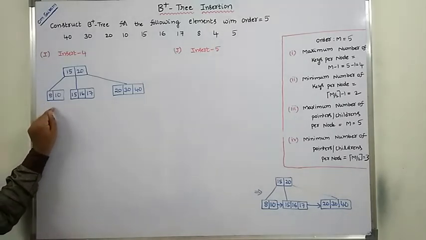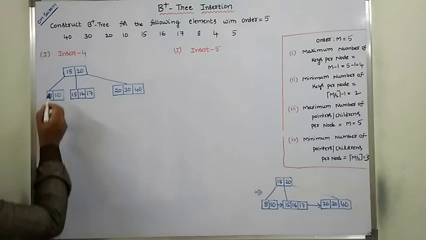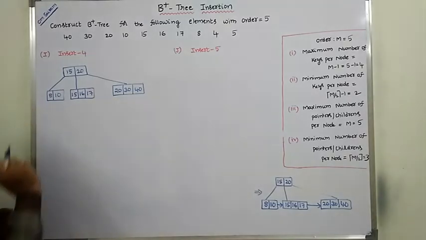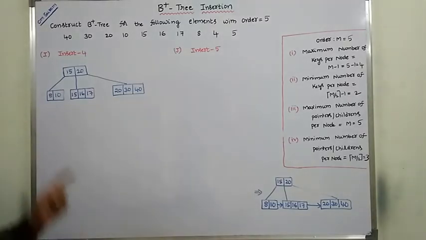Every node contains 4 key elements maximum in the B plus tree of order 5. But this node contains how many key elements? 2 key elements. So there is a possibility of inserting another 2 key elements into the same node.